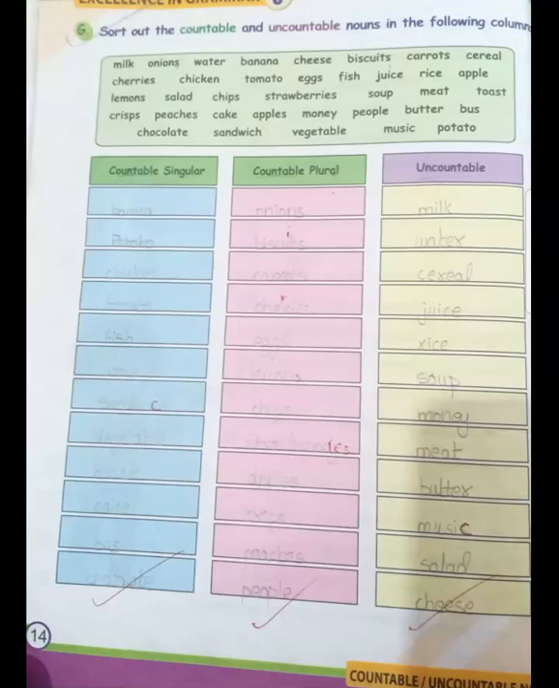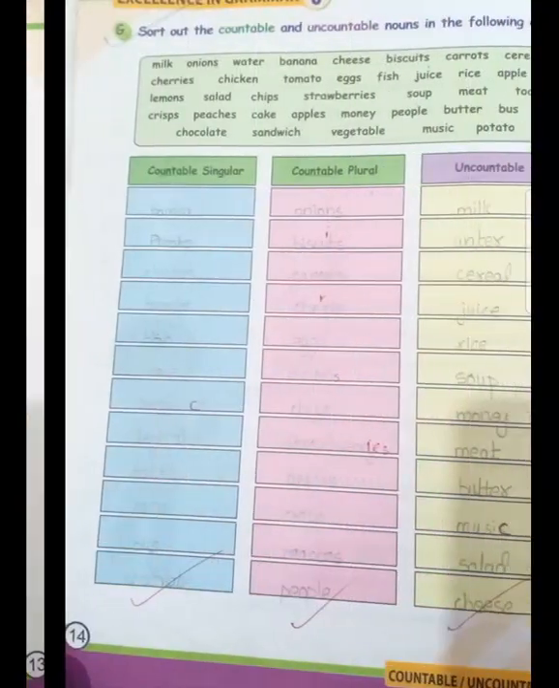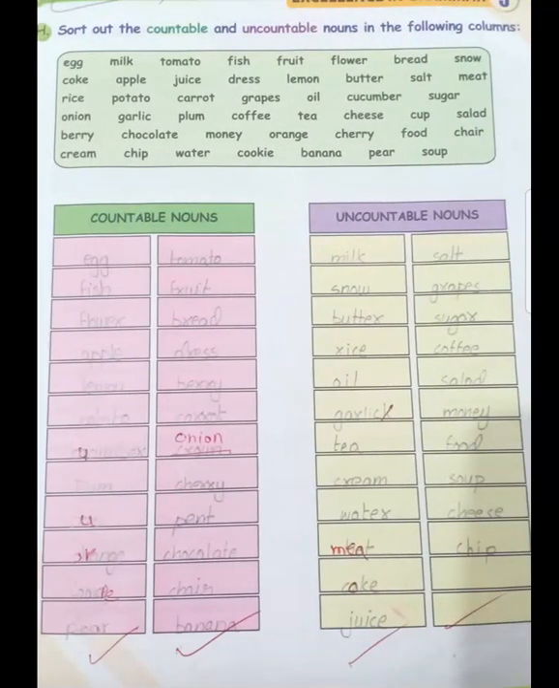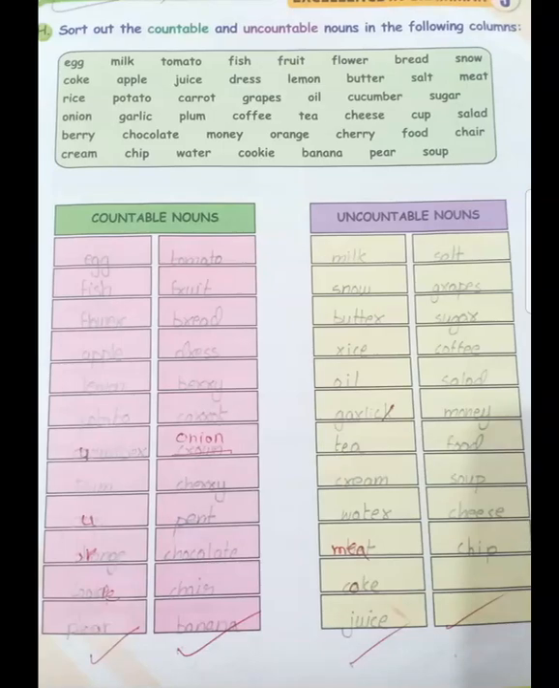After this, milk. Can you count milk? No, you cannot count. So we are writing it in the uncountable column. Like this, potato, we are talking about one potato, so we are writing it in the singular column. Biscuits, we are talking about more than one biscuit, so we are writing it in the plural column. Water, we cannot count water, so we are writing it in the uncountable column. After this, turn to page number 15.